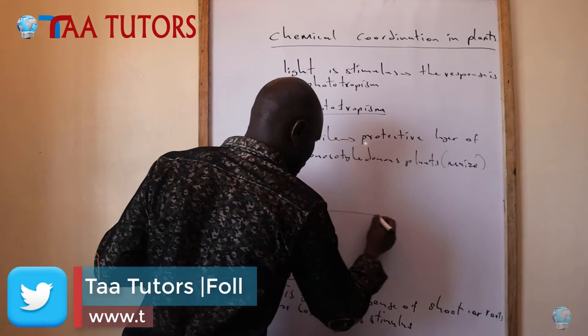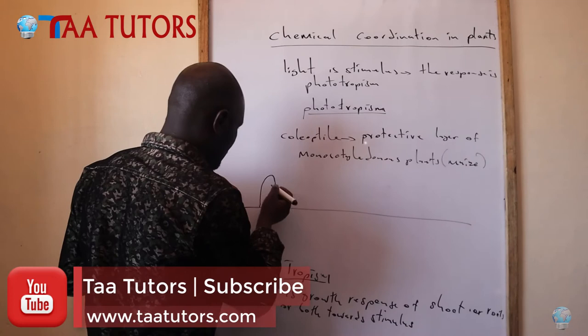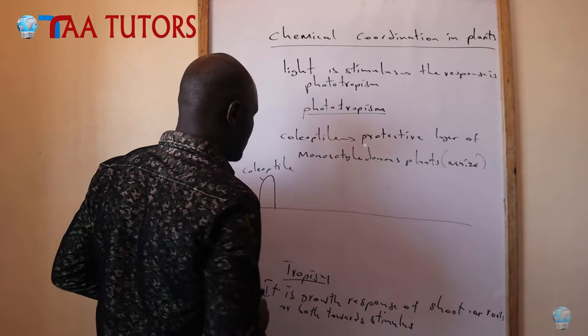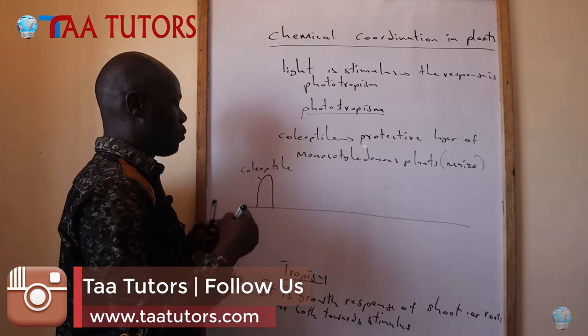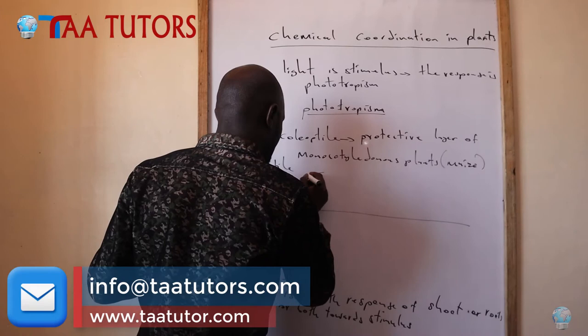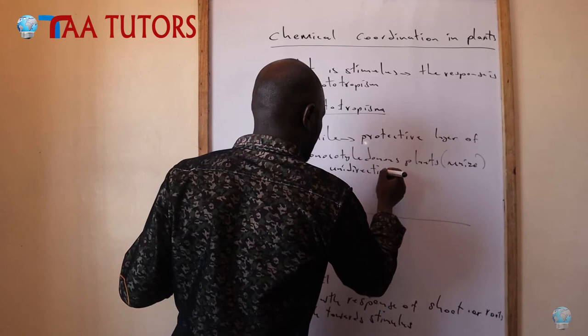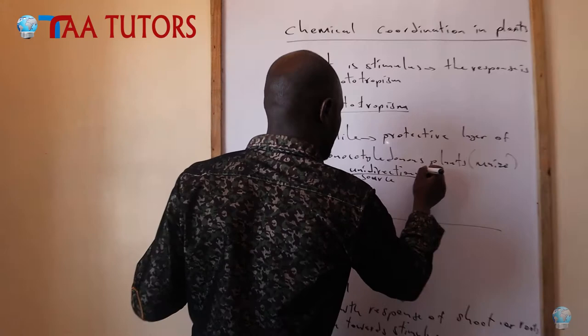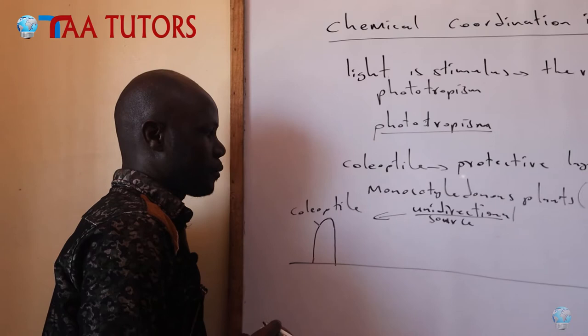So here is where we have got the coleoptile. And then in this case, we want us to look at, in the event that light is coming from one direction. So when light is coming from only one direction, such is referred to as unidirectional source of light. So assuming that I have got here a unidirectional source of light, and I've said unidirectional source of light is when light is coming from one direction, what will happen? How is this plant going to grow?